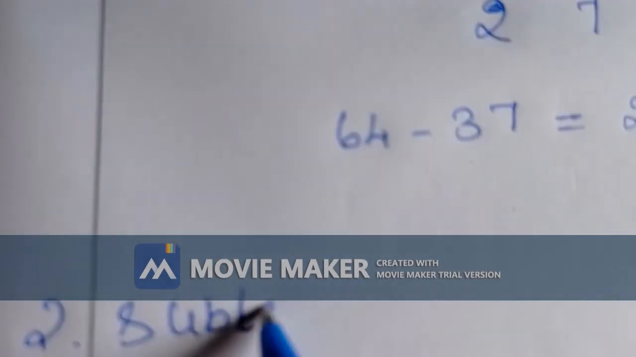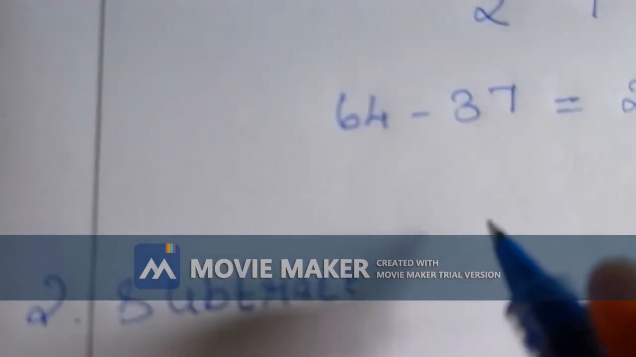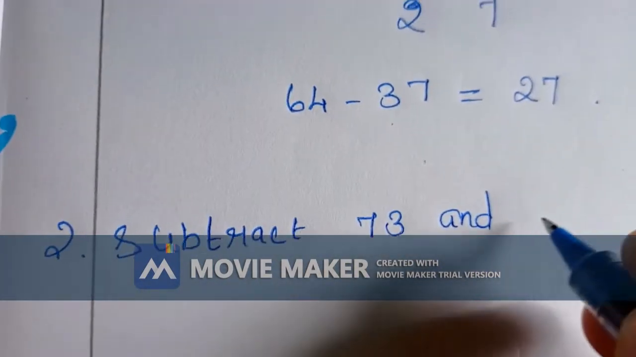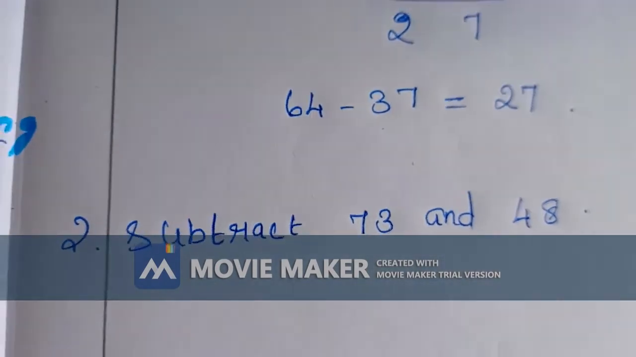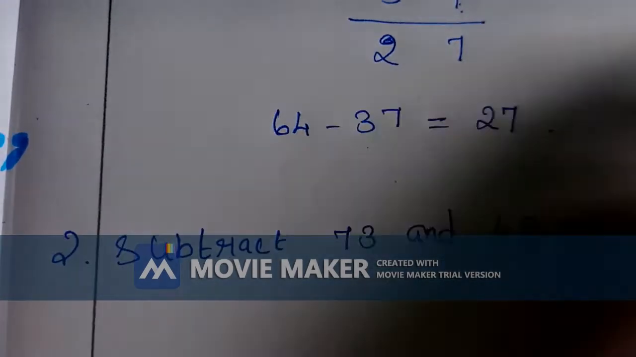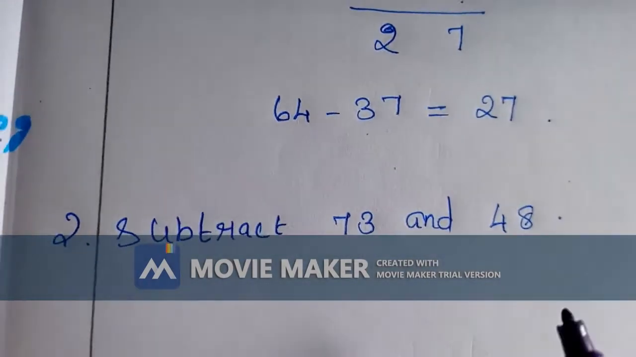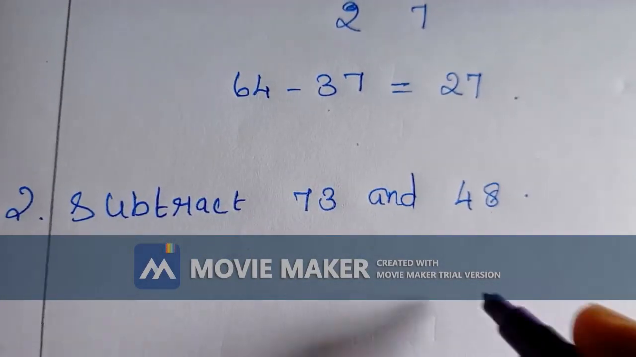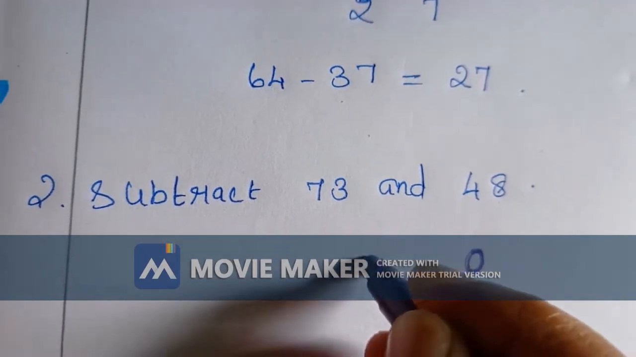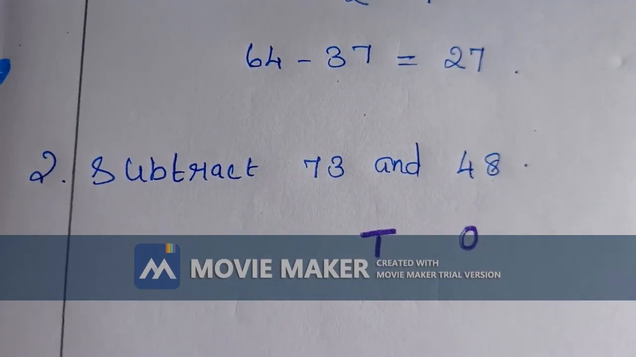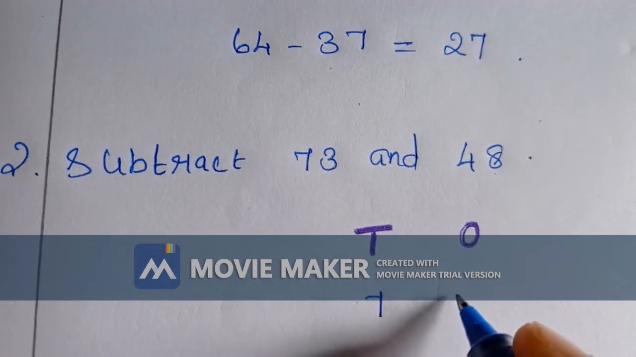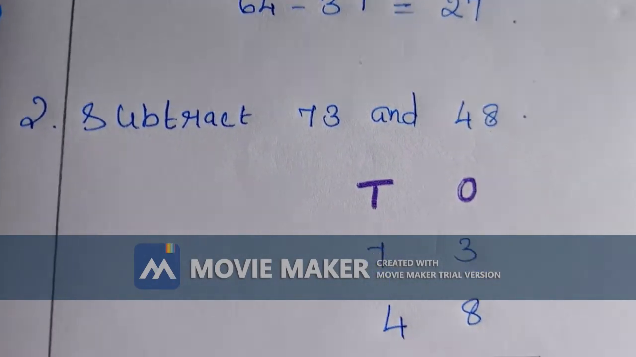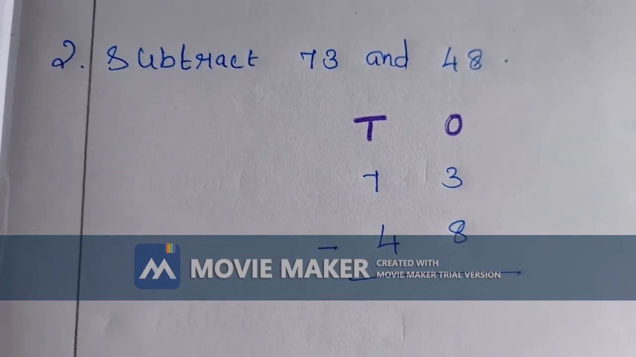Now children, let's see one more example. Subtract 73 and 48. Same as before, these two are 2-digit numbers. The 2-digit numbers have two values, they are ones and tens. Now write the bigger number first. The bigger number is 73 and the smaller number is 48. Now we have to subtract these two numbers.